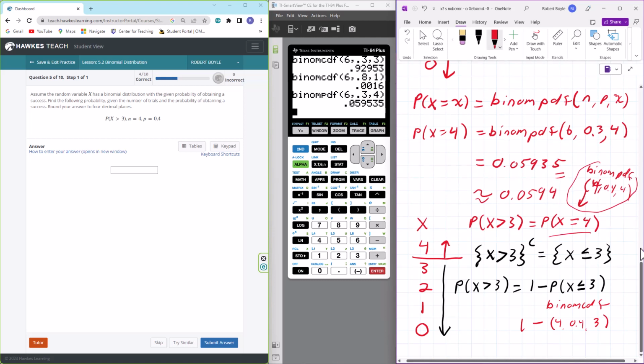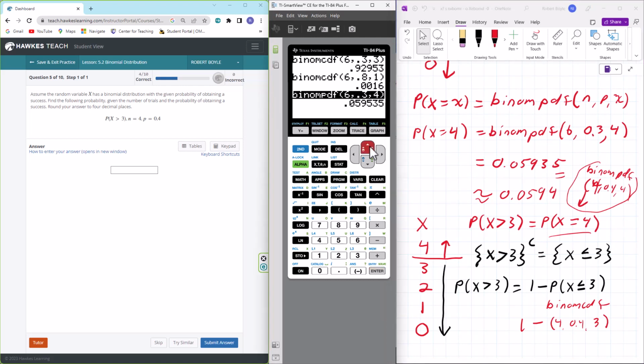All right, we can go ahead and use our history here because we have binompdf right there. So we can go ahead and highlight that, hit enter, brings it back down. And we have to change 6 to a 4 because we have 4 trials. p is 0.4, so we got to change that. And x can stay as 4. And that gives us 0.0256.